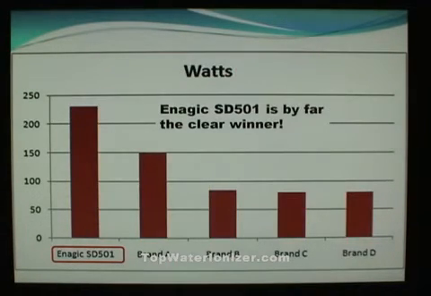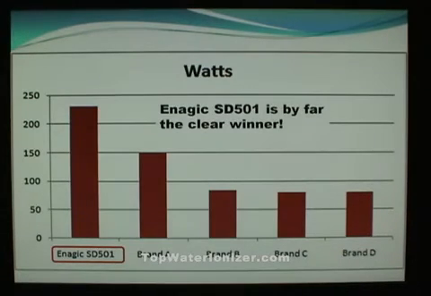When looking at the amount of electricity applied to the water going through the water ionizer, again, Enagic SD501 is the clear winner by far. With 230 watts of electricity, Brand A comes out at 150, Brand B is less than 100, and Brand C and Brand D are both about 85. So how can you expect to compete with Enagic SD501 when you have about half or less of the electricity?